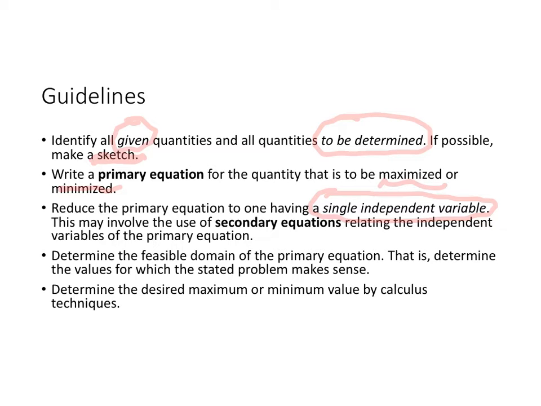Similarly, if you're asking for maximum area or maximum volume, and you come up with a negative value or something beyond the range of what you're given, then that also does not make sense. So it's very important that you look to make sure that the result you get makes sense. And then lastly, determine the desired maximum or minimum values by calculus techniques. And these are first derivative tests, second derivative tests, things like this.